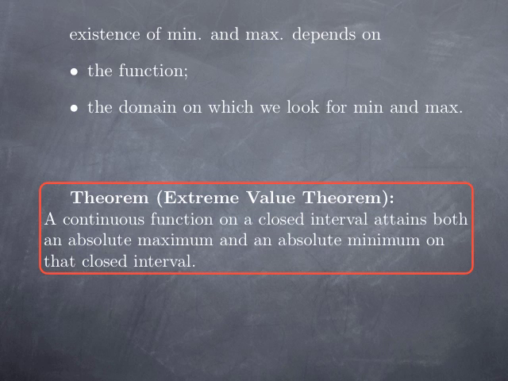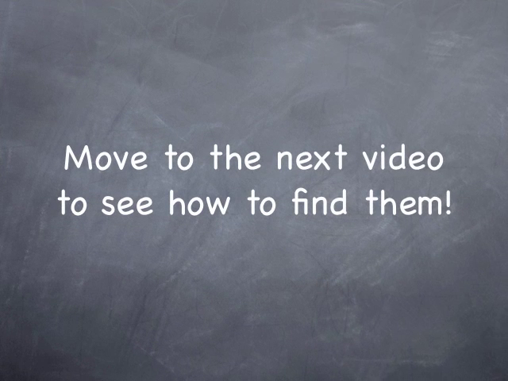And a sufficient condition is given by the so-called extreme value theorem. This theorem says that we are going to have an absolute maximum and an absolute minimum provided that the function is continuous and that the domain is a closed interval. So the important conditions here are that the interval D that we were talking about is a closed interval and that the function is continuous on that interval. Now in the next video we are going to look into how we find this absolute maximum and minimum provided that we know that they exist.